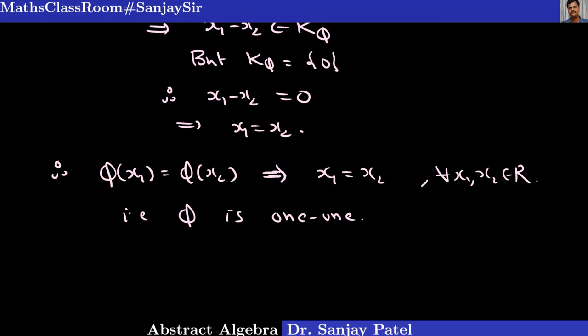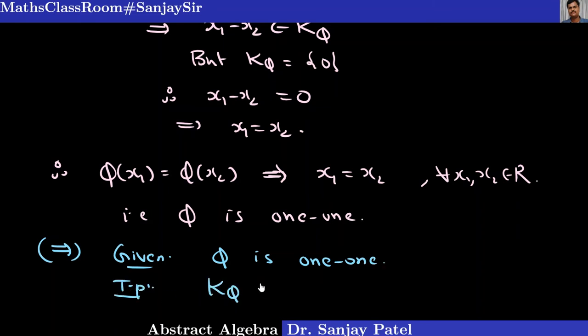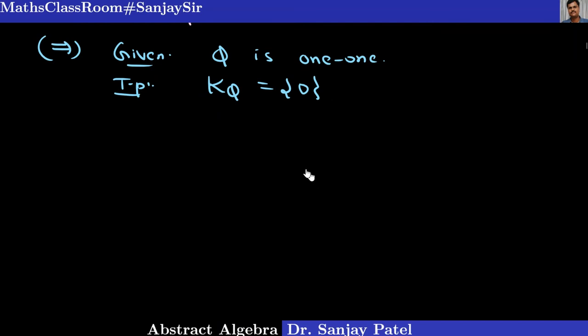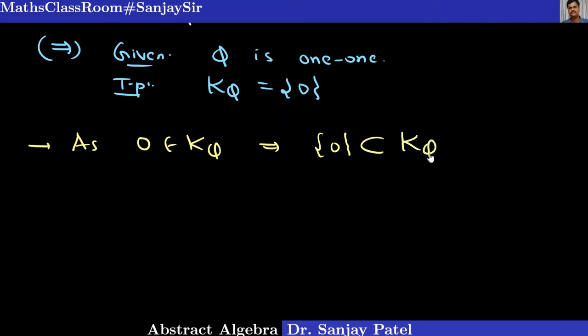Now let us prove the other part. In this part, we are given that the function phi is 1-1, and we want to prove that the kernel of phi is singleton 0. So I want to prove that these two sets are equal. We start with the fact that zero always belongs to the kernel. I can say that singleton zero is a subset of K phi, correct? So what I have shown here is that the RHS is obviously a subset of the LHS.